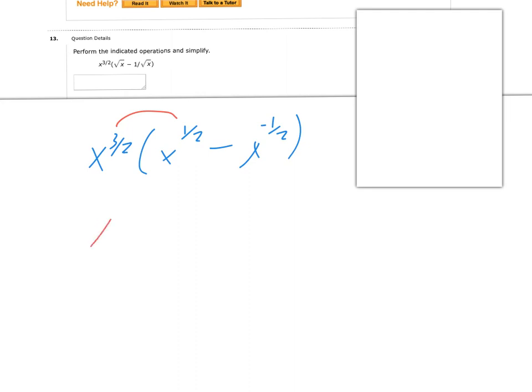So that becomes x to the 4 over 2. And if I add these exponents, it becomes x to the 2 over 2, because 3 over 2 minus 1/2. And I would just go ahead and simplify that to x squared minus x.